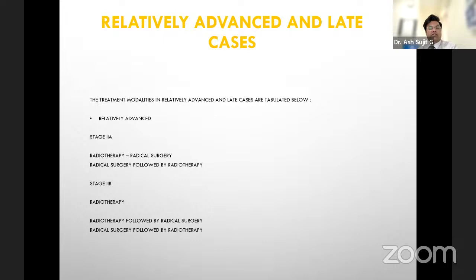HPV DNA testing. So from the 3-year validity, the HPV DNA and the pap smear done together, which is called the co-test, increases the validity of that pap smear to around 5 years. And it also helps us to pick up the virus.